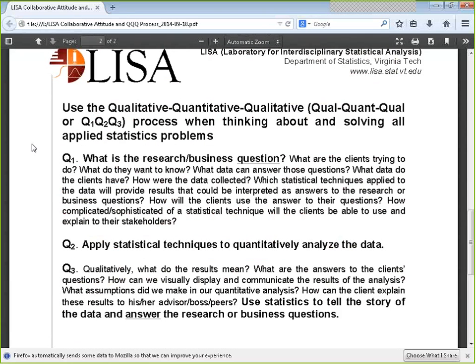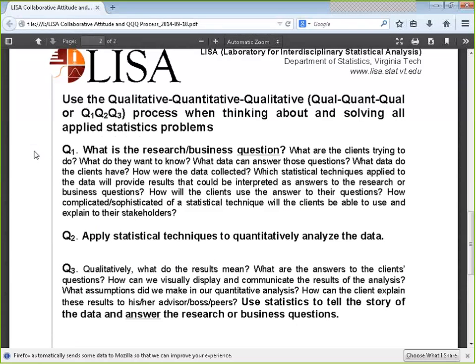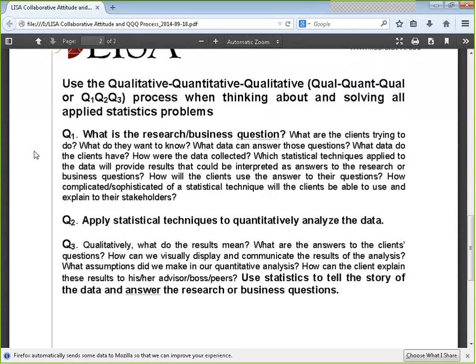Okay, now I'm going to move on to what we call the QQQ process. You can use the qualitative, quantitative, qualitative process when thinking about and solving all applied statistics problems. There are basically 3 components to every applied statistics problem. The first Q is qualitative. We call it Q1. It's basically, what is the research or business question? What is bringing your client in to talk to you as a statistician? It's not just what's their statistics question, but what are they trying to accomplish using statistics?